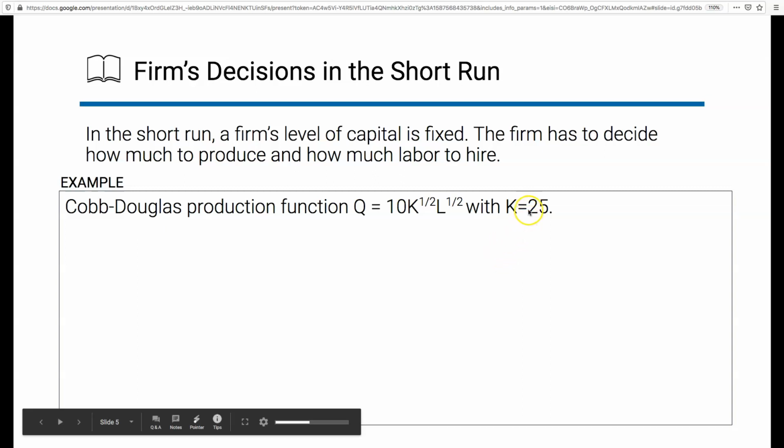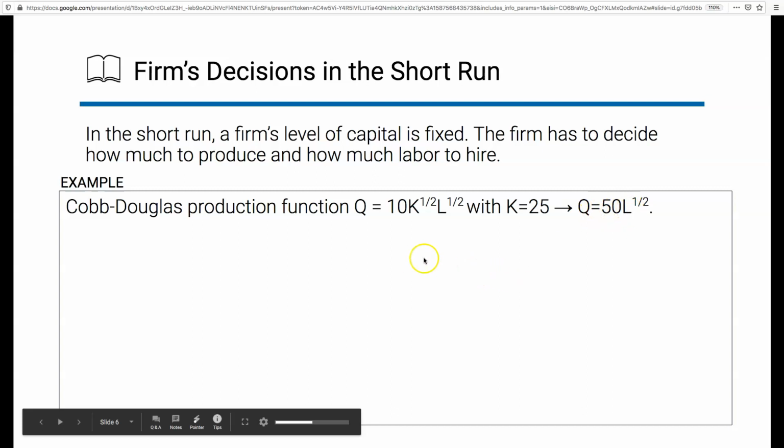So we can go ahead and first we can plug in 25 in place of capital in the production function. Square root of 25 is 5. So the coefficient for labor becomes 10 times 5, 50. So output is 50 times square root of labor.